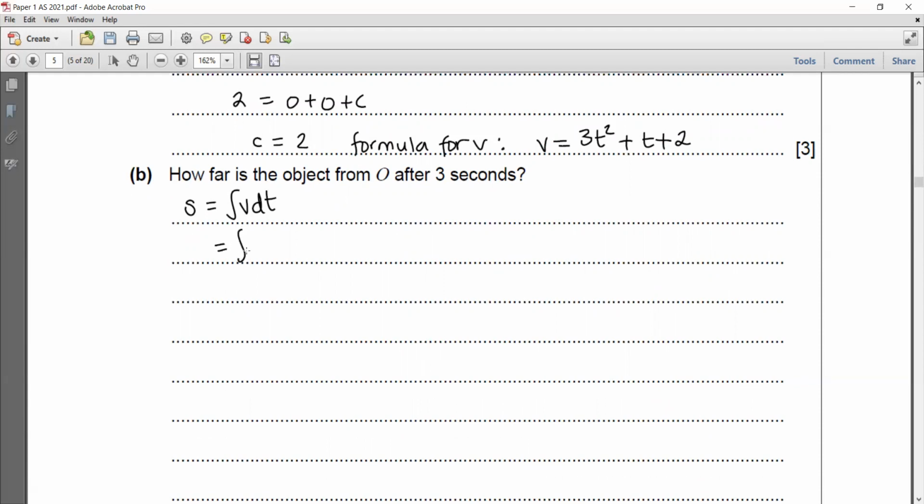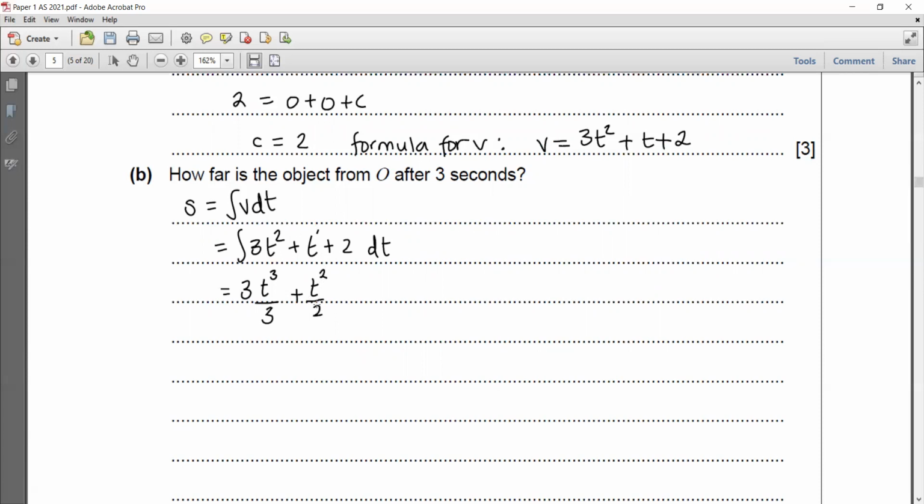So this is the integral. My formula for velocity is over here. This is 3t squared plus t plus 2. Okay, so integrating this, we have the 3, then again, powers of t at the top there, you add 1. So I have t to the power of 2 plus 1, which is 3. And I take this 3 and divide by 3. Then remember that this is t to the power of 1. So at the top, I'm going to add 1. So I have 1 plus 1, which is 2.